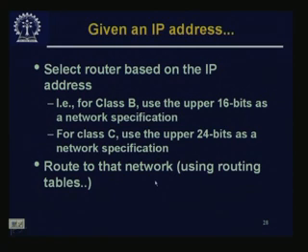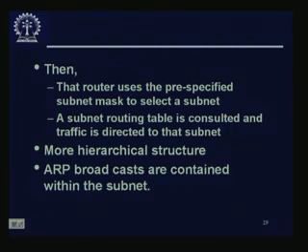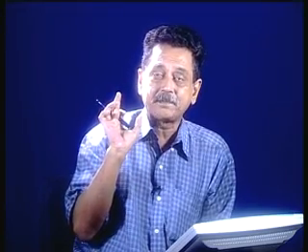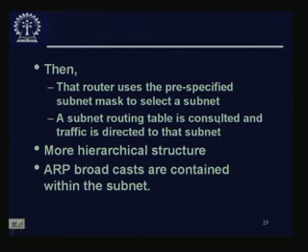So, using this routing table, and if your routers are working all right, if your RIP or OSPF or whatever is working all right, then it will reach that particular network. The point is what happens after that? Then that router uses the pre-specified subnet mask to select a subnet, because looking at the subnet mask and at the IP address, it knows how many bits are there for specifying the subnet. So, it just takes out the subnet part of the address, which is looked up in a subnet routing table. A subnet routing table is consulted and traffic is directed to that particular subnet. So, this gives you a more hierarchical structure, and ARP broadcasts are contained within the subnet. And of course, if you reach that particular subnet, then the host number is given, then you go to that particular host.